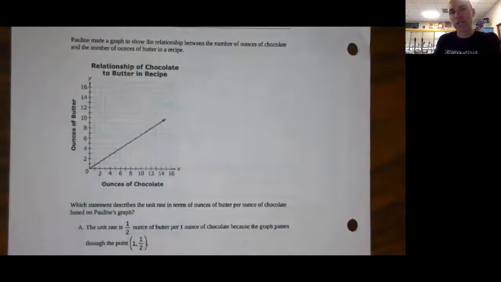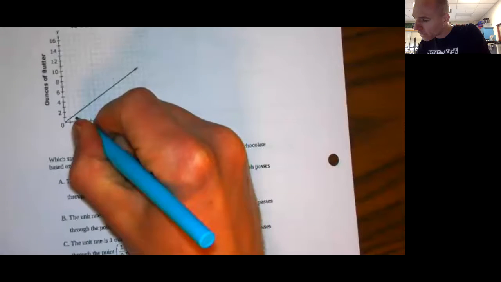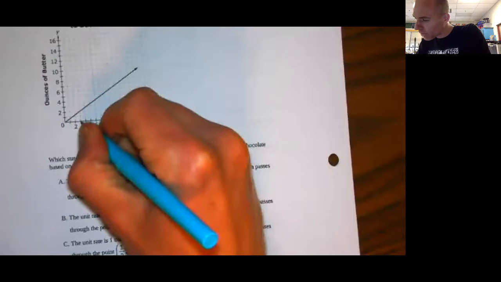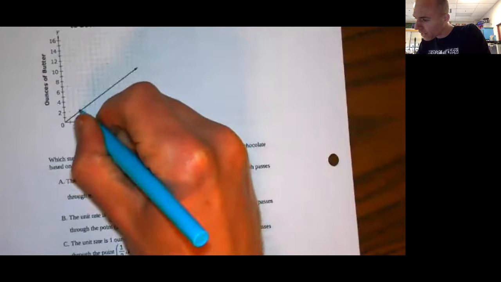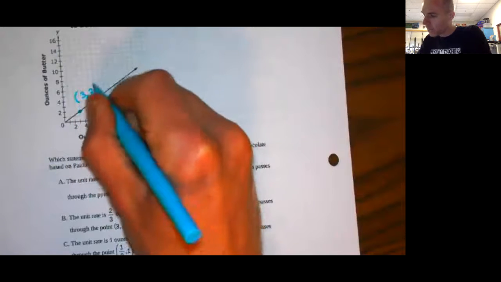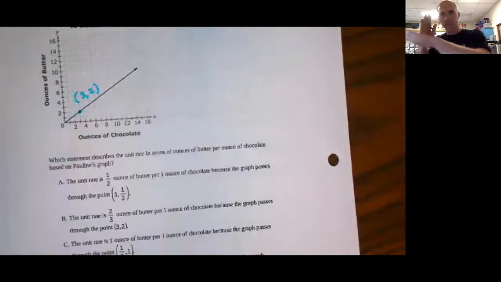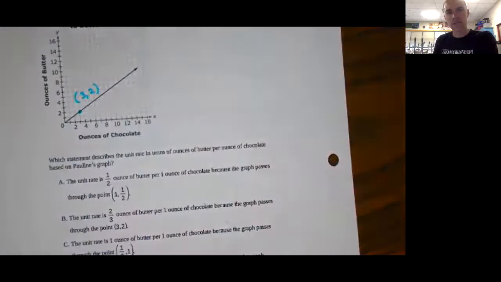On the back, it says, Pauline made a graph to show a relationship between the number of ounces of chocolate and the number of ounces of butter in a recipe. I look at this graph and notice, oh, this is the point. Well, I can't really see that point very well. I can see this point really well. This looks like it's 3, 2, the X value first, and then the Y value. This one looks like it's crossing right where the two lines meet, and so that's a good point to me.